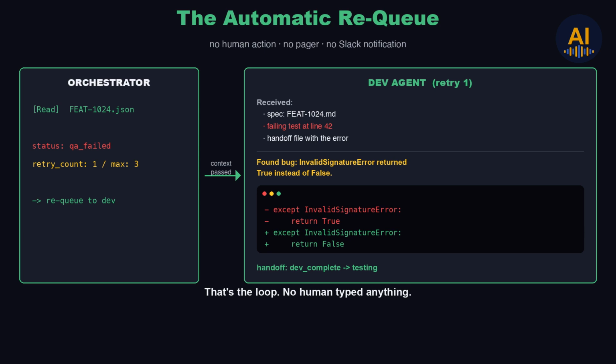The dev agent reads the middleware again. It finds the bug: the signature verification was returning true on a decode exception instead of false. 1 line fix. It updates the handoff file, status dev complete, to agent testing. That's the loop. No human typed anything.